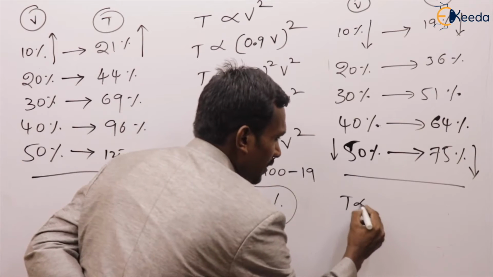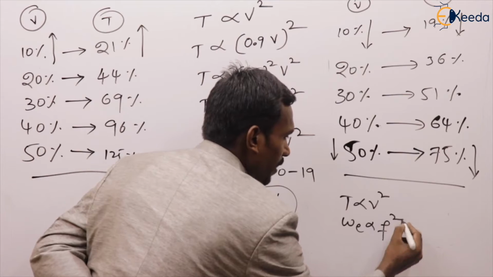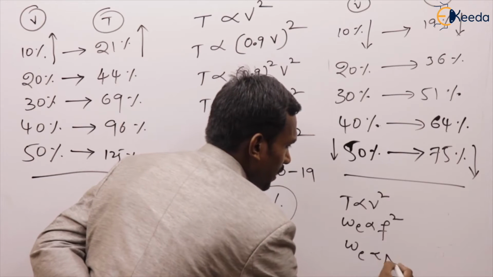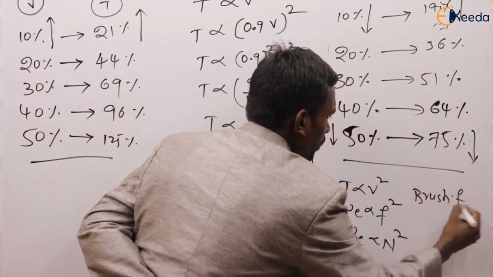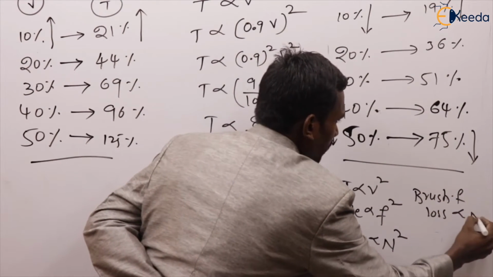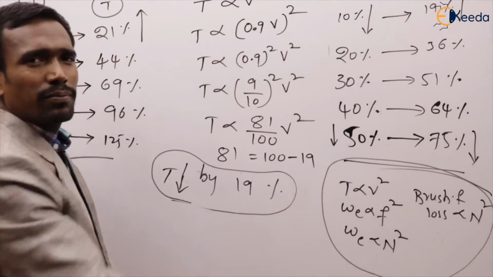For all, torque is directly proportional to V square. Eddy current losses are directly proportional to F square. Eddy current losses are directly proportional to N square. Brush frictional losses are directly proportional to N square. For all these values, the answers are the same.